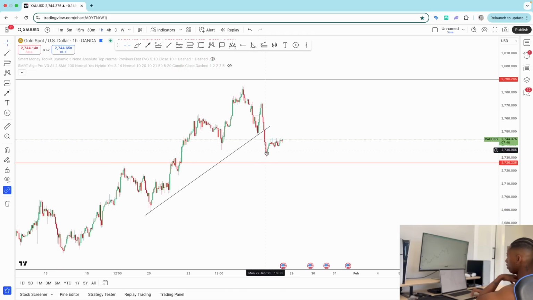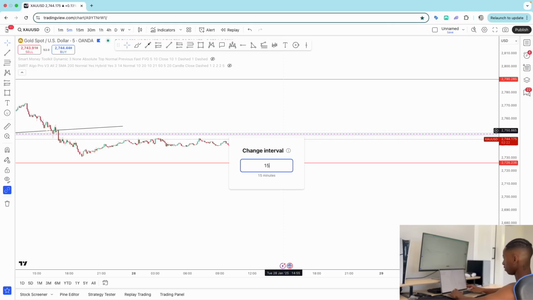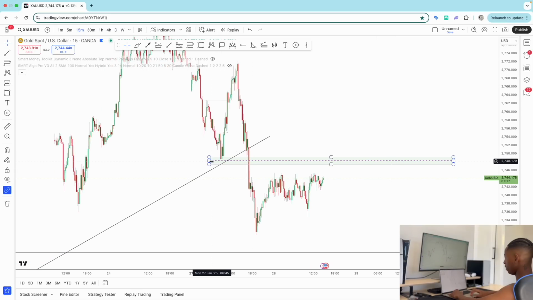Okay, so obviously this breakout, now price is playing. One thing I'm looking for is to see what it'll do once it gets here. Once it gets here, let me just go all the way down to the 15 minutes.